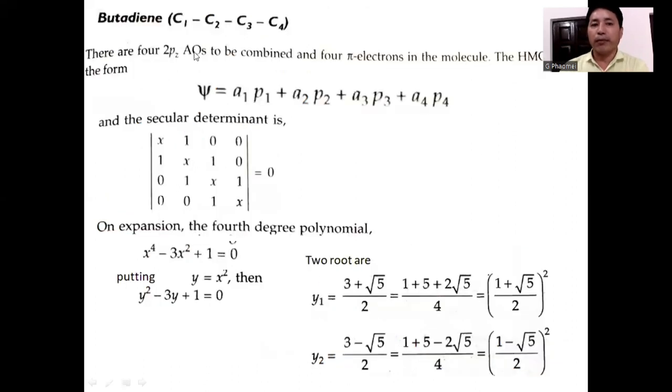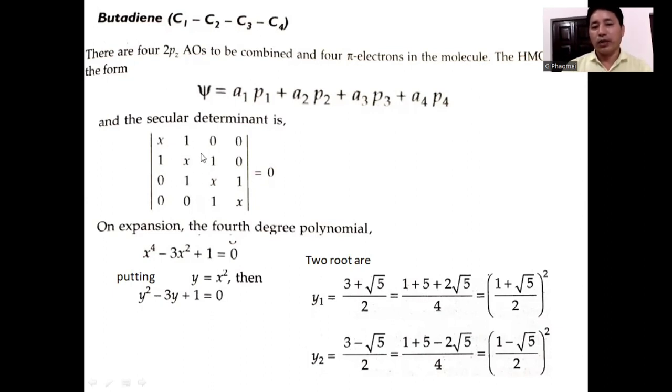Now, let's see the bigger one in a similar way, butadiene. That means we have 4 carbons, carbon 1, 2, 3, 4. That means surely the wave function will have 4 parts. That means A1, A2, A3, A4 and P1, P2, P3, P4. If it is 4, and if you write it in secular determinants, we will get this matrix.